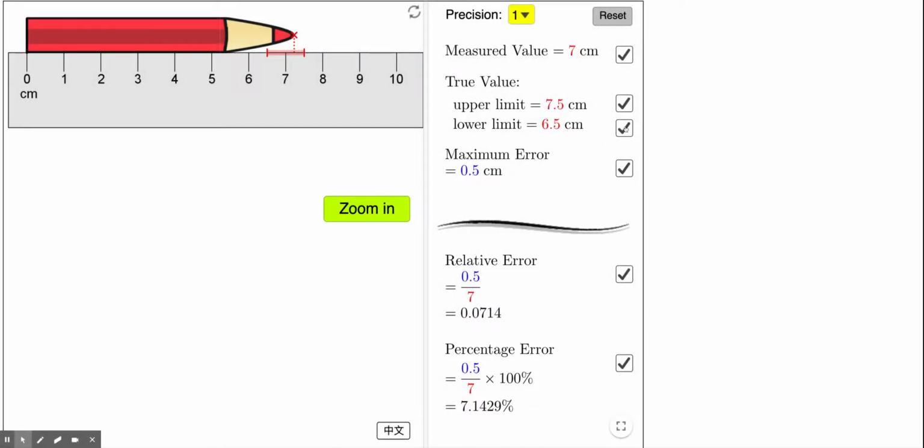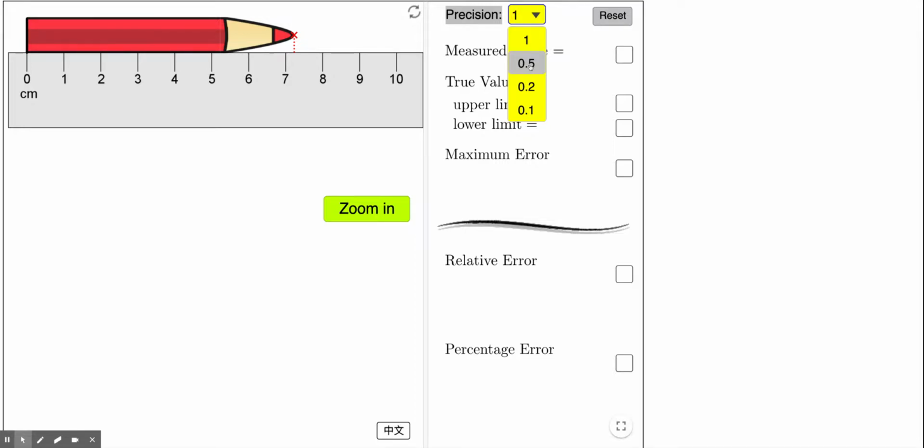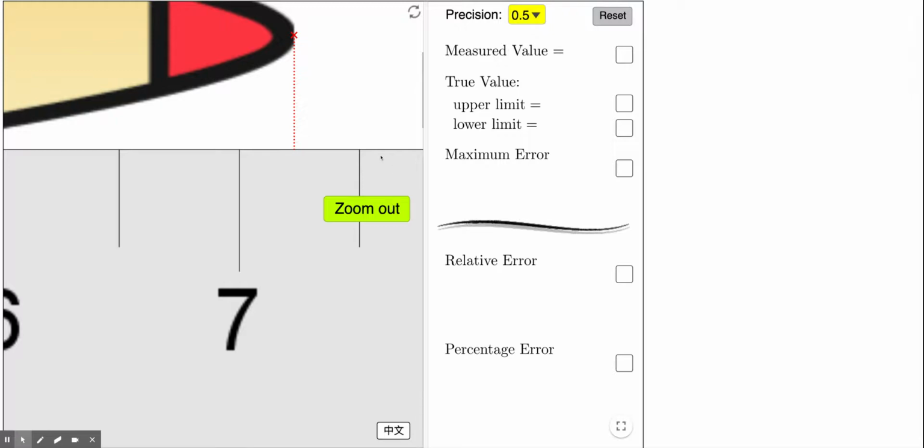Next, let's look at another one. Now if we have 0.5 precision, the measured value is still 7, almost 7 when you zoom in. But this time, the maximum error will be the precision, that means the interval, multiplied by 1/2. So this will be 0.5 divided by 2, which is 0.25 cm. That must be the unit.